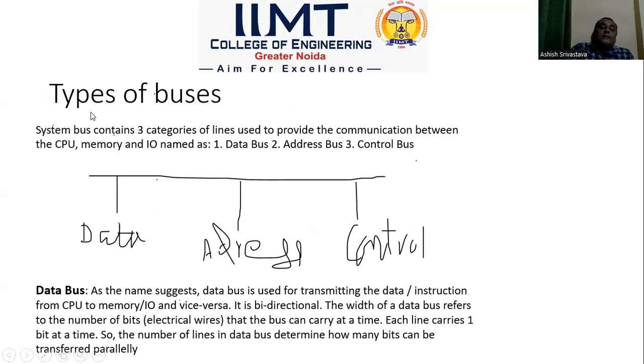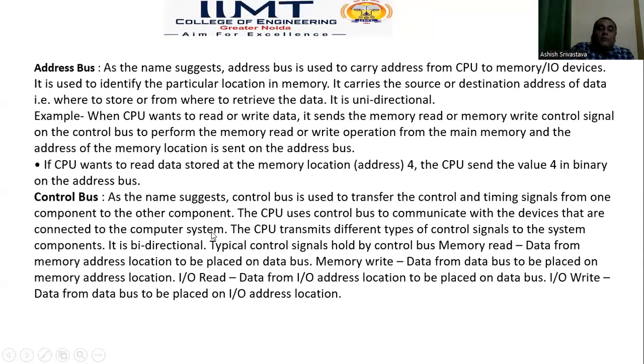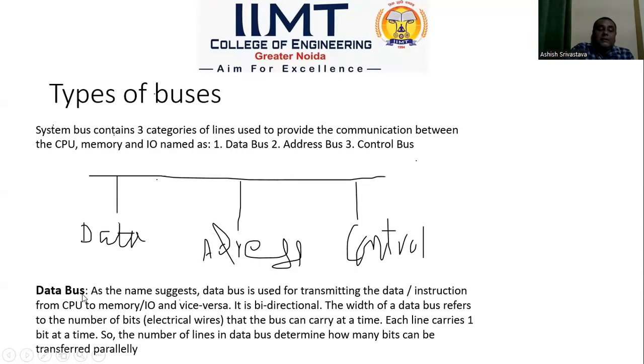Here are the types of buses. How many types of bus are there? There are three types of buses: data bus, address bus, and control bus. The system bus contains three categories of lines to provide communication between the CPU, memory, and input output, named data bus, address bus, and control bus. Let's describe them one by one. First one is the data bus.